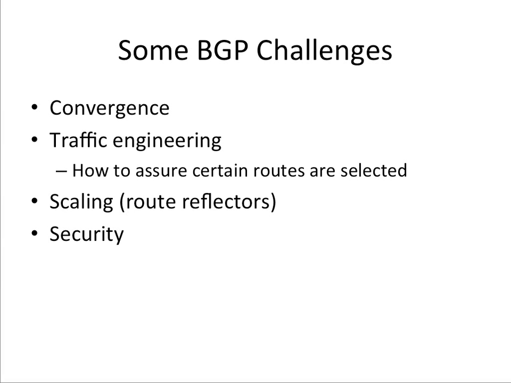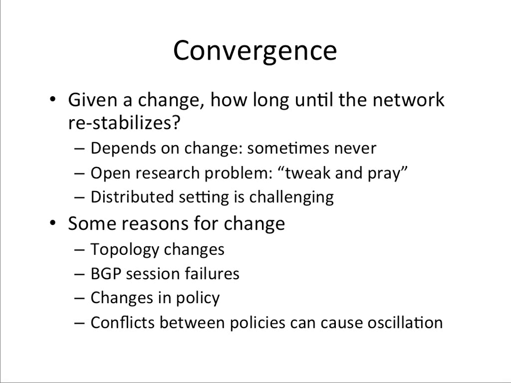So let's talk about some of the challenges in BGP. It seems like it's an old topic, which it is, but still there are new problems being discovered, new solutions being devised, and let's look at some of them. First of all, convergence. Do we want the routes to be stable across the internet? That's the first question.